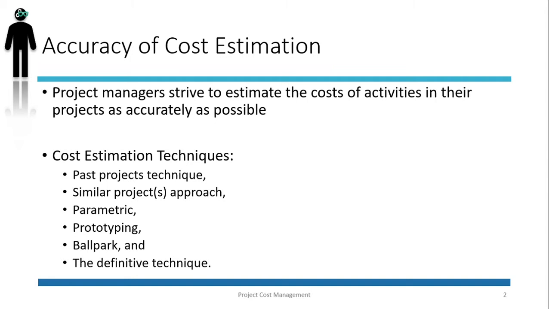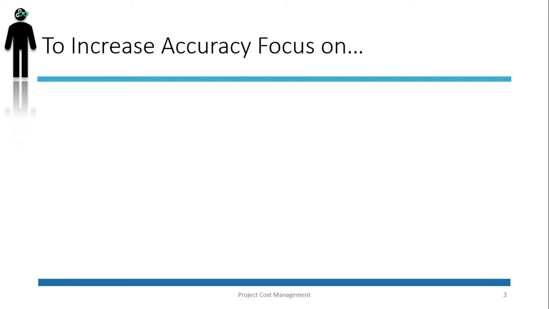To review, PMs employ one or more of the following techniques to estimate the costs of activities of their projects. They could use past projects, a similar projects approach, parametric, prototyping, ballpark, and even the definitive technique. The definition of all these techniques will come in my later videos. Today, I want to focus mostly on how a PM can increase the accuracy of the estimation process.